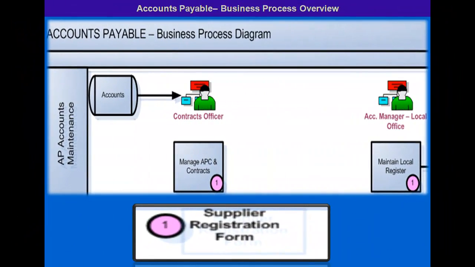The first process we will look at is the AP accounts maintenance. This process occurs within the accounts division. The first two processes we will look at are the maintaining of the supplier register, as well as the managing of the APC and contracts register.